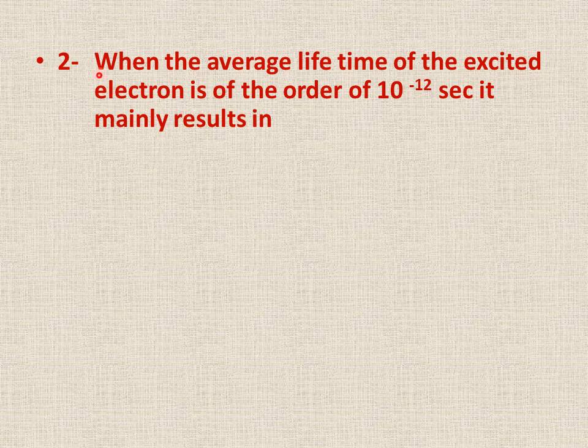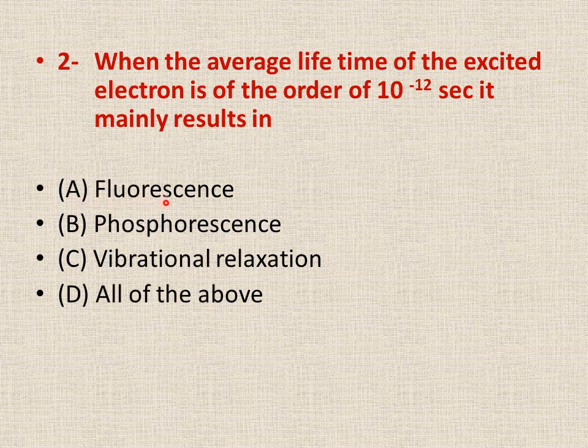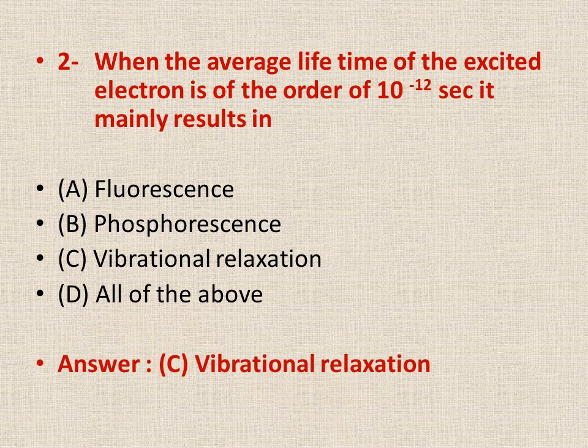Then question number 2. When the average lifetime of the excited electron is of the order of 10⁻¹² seconds, it mainly results in, let's see the options. A is fluorescence, B is phosphorescence, C is vibrational relaxation, while D is all of the above. So let's see what happened in this time span. The right option is option C, and that is vibrational relaxation.